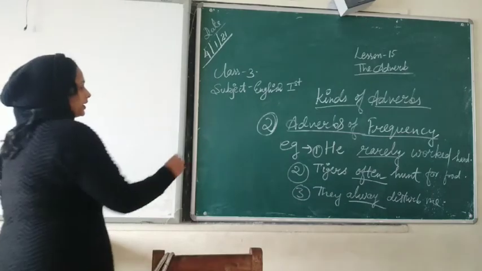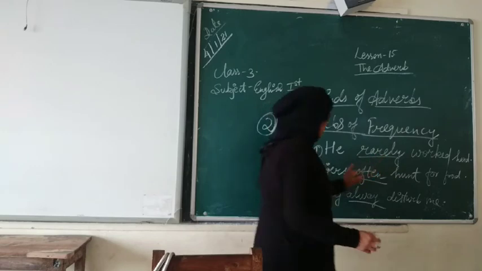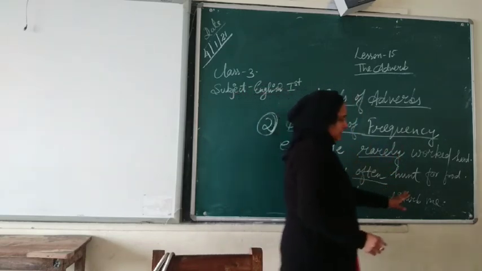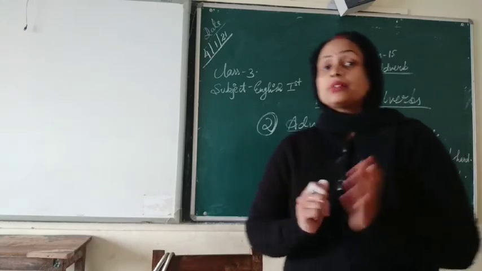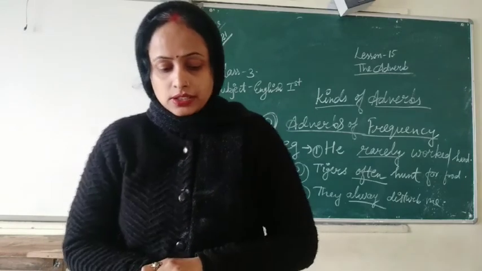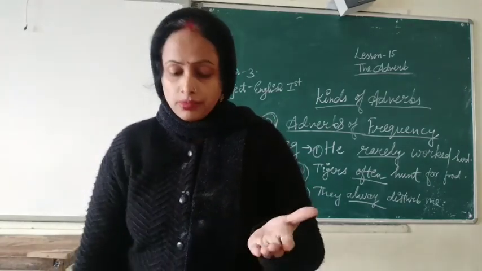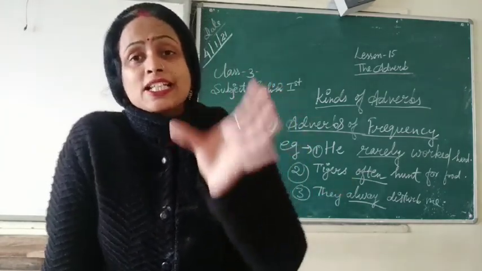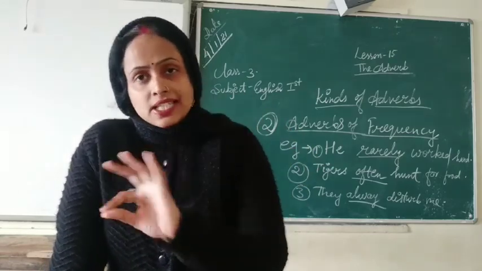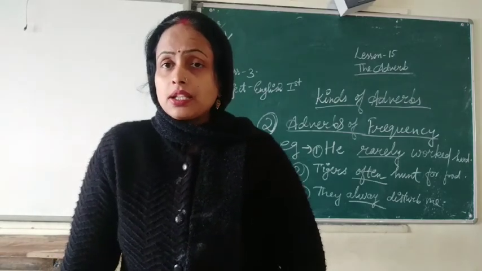So in this, he rarely worked hard. So rarely. Now, tiger often hunts for food. Often. They always disturb me. So in this adverb of frequency, it tells us how often someone does something and how often something takes place. So this tells us about the adverbs of frequency.